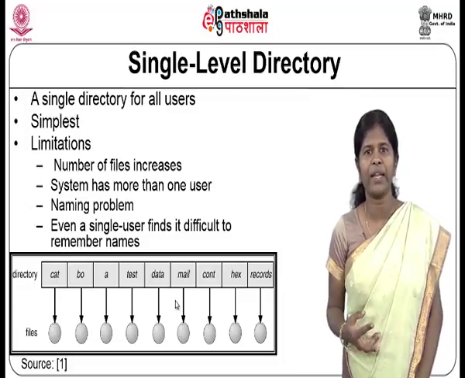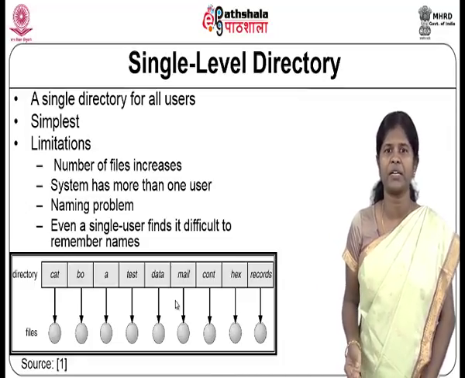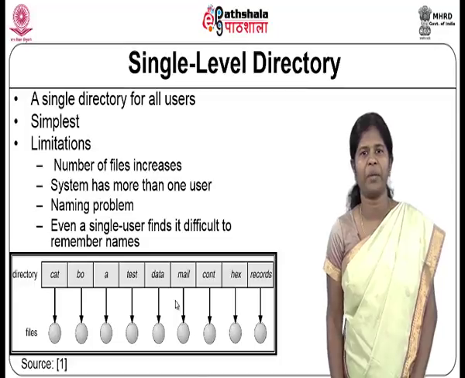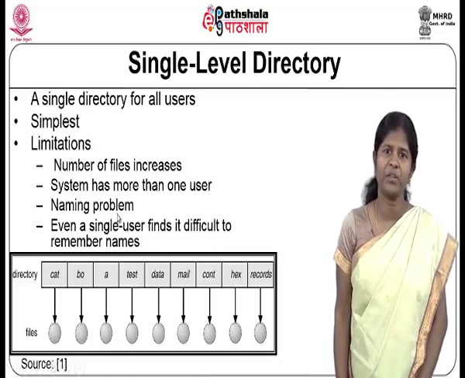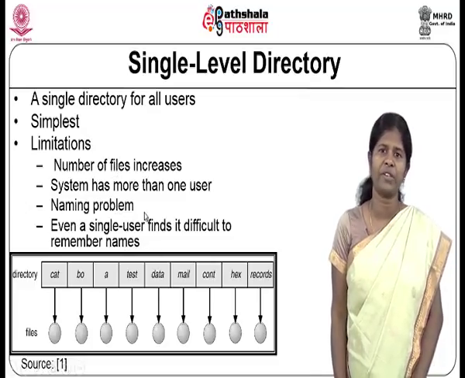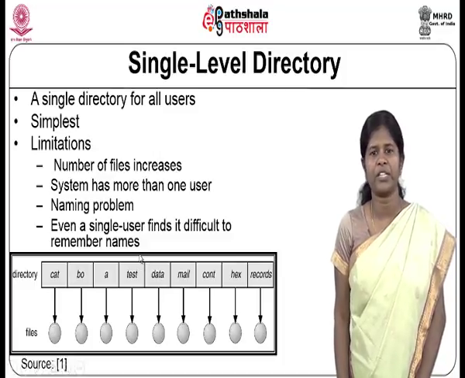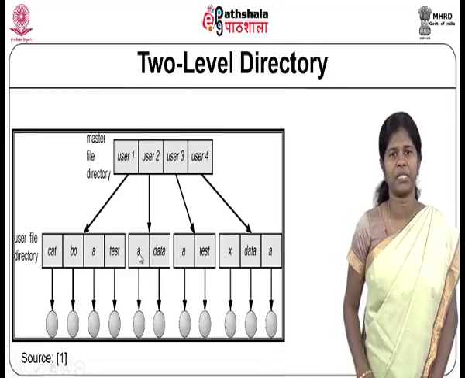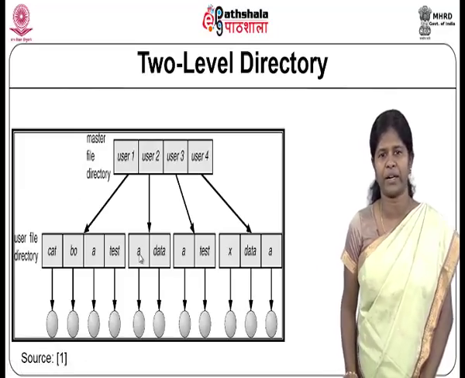Else it will be like two different users using the same name for two different files, which should not be allowed. So, naming becomes a problem. And even for a single user it becomes very difficult to remember names, because every file of his is kept under the same directory. So, they try to improvise this and go for a 2-level directory.